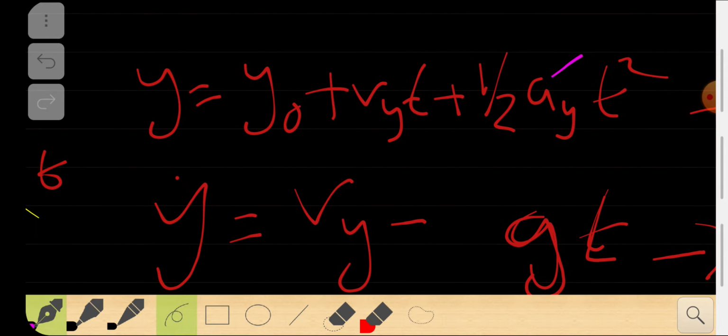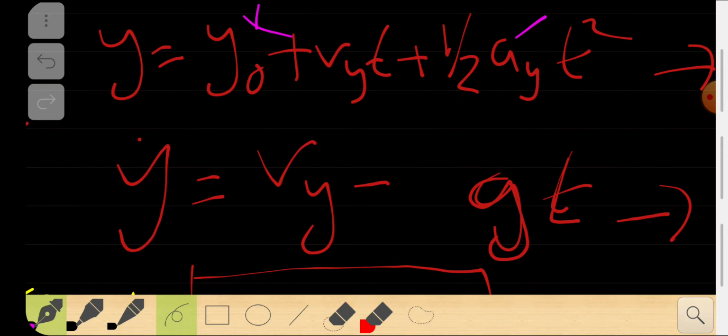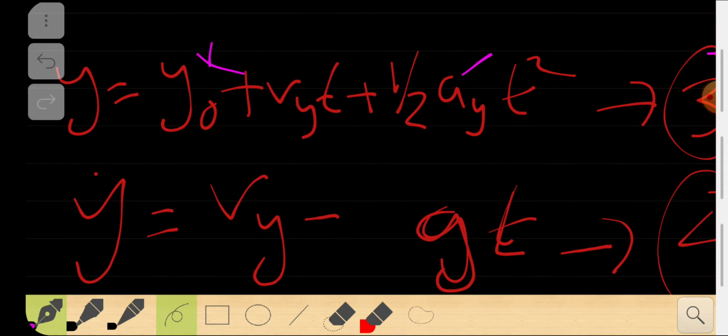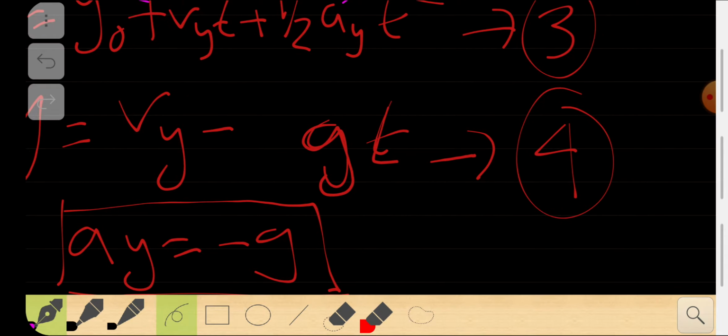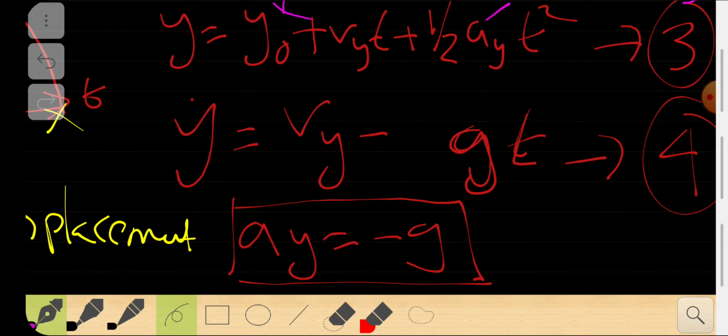When you take the derivative with respect to t, y0 will be cancelled, vy t will become vy, and there is a minus gt for the derivative of half ay t square. So that's what's going to happen. So the velocity equation, which is equation number 4, remember that. That's the velocity equation for the y-axis.